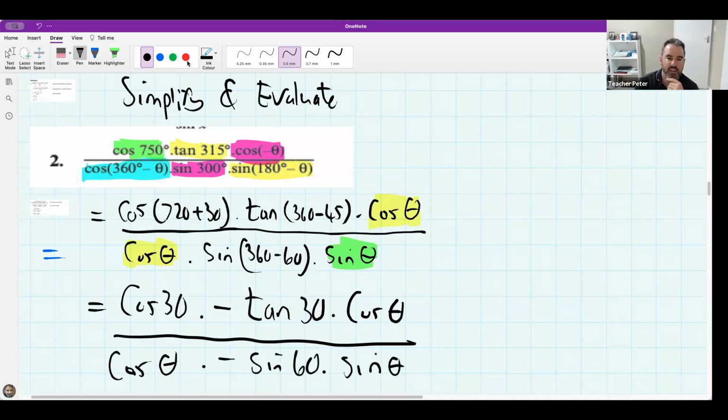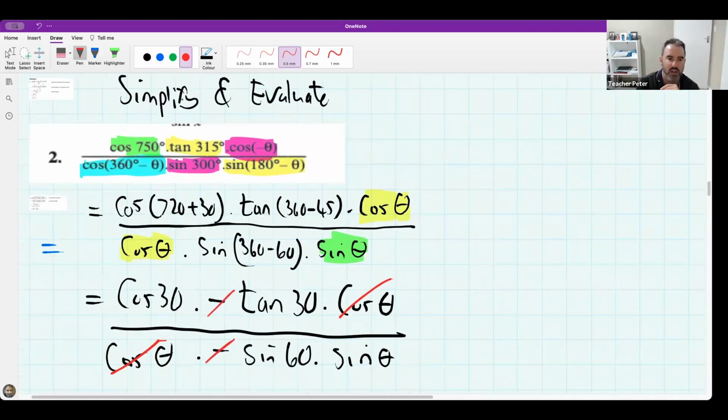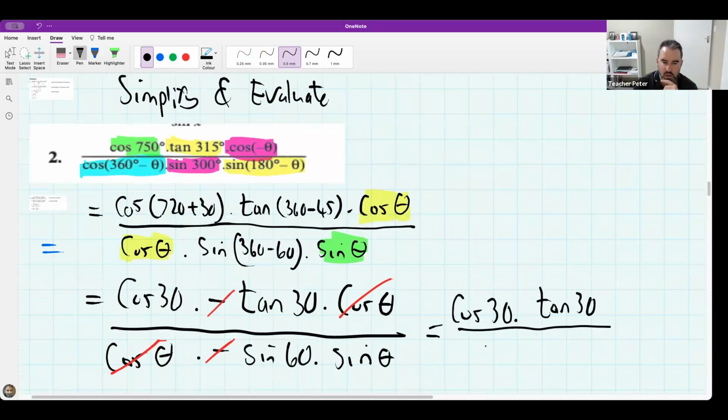Now, there are a couple of things that are going to cancel out. This and this are going to cancel out. And there's also a negative on the top and a negative on the bottom, so they'll also cancel out. And what I'm then left with is the cos of 30 times the tan of 30 over the sine of 60 times the sine of 30.